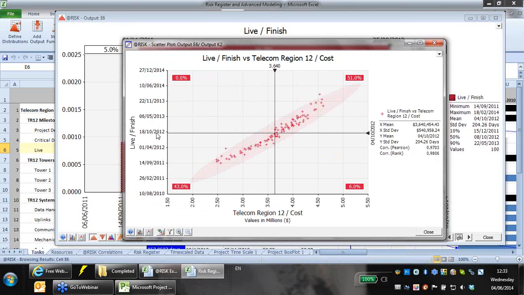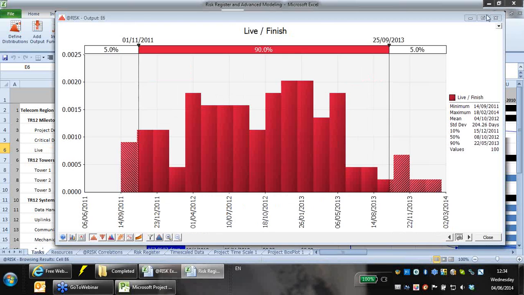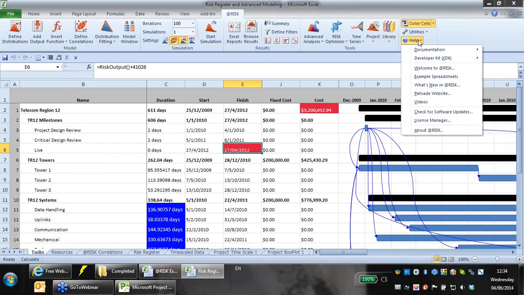Let's say, for the sake of argument, that our target finish date was the 18th of October 2012. Our project budget was 3.5 million. What we can see is that we've got a 34% chance of coming in on this project under time and within our budget. So some really useful things that we can do with that. And I just used one of the example models.